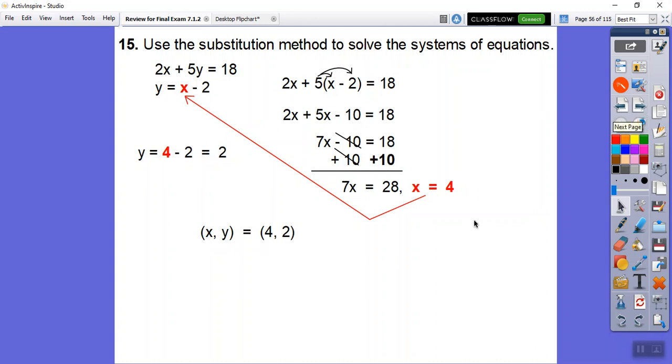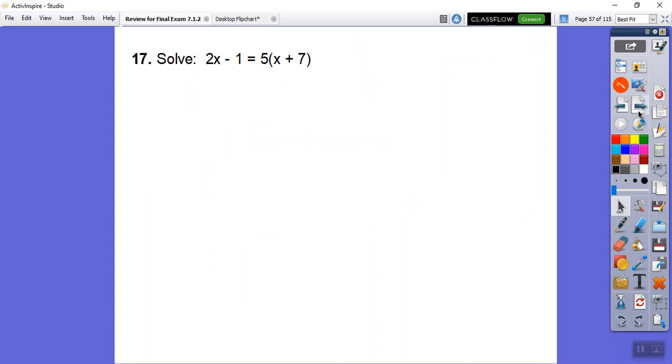Okay. Now, if this was on your test and it was multiple choice, I am guaranteed you're going to see 2 comma 4 is one of the answers. So just be careful. Okay, so solve. First thing here, let's distribute the 5 through. So 5x plus 35. 5 times 7 is 35.